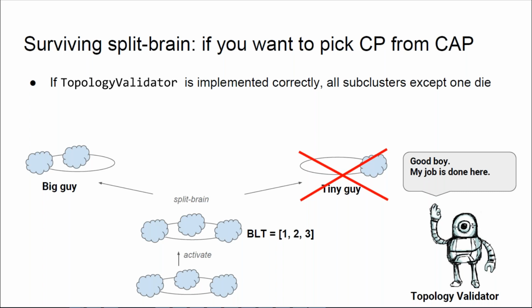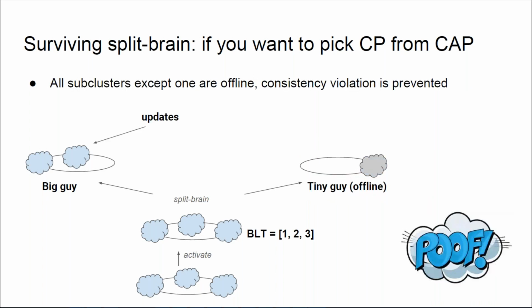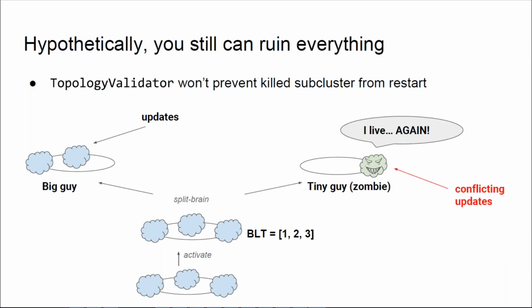So Topology Validator said that tiny guy should be shut down, and then big guy operates in the usual manner. It accepts updates, and tiny guy is just fine. Topology Validator disappeared. He has done all his job. But then what may happen next?